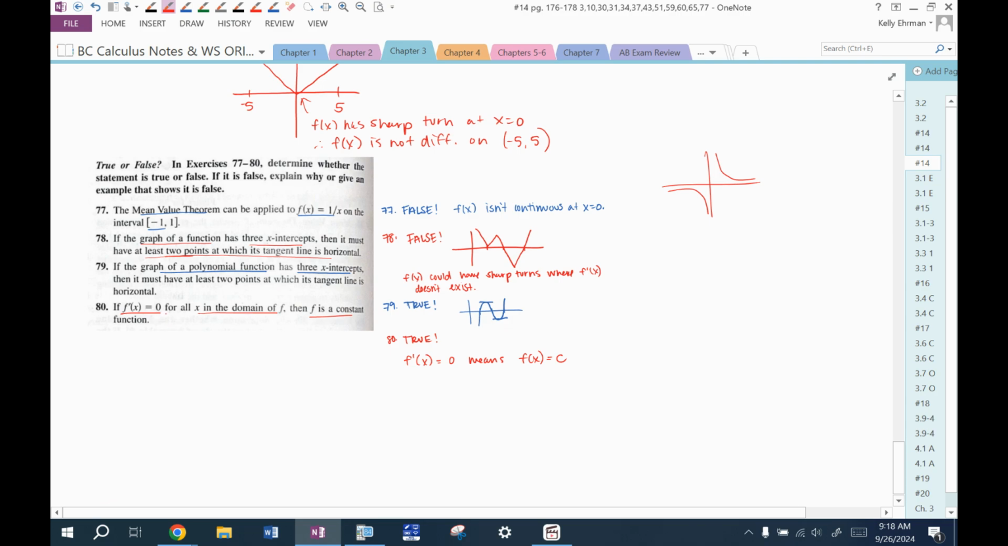And then for 80, f prime of x equals 0 for all x in the domain of f. If that's true, then f has to be constant. And that's got to be true because if a derivative is 0, that means that the original function was a constant function. So yeah, that's a horizontal line.